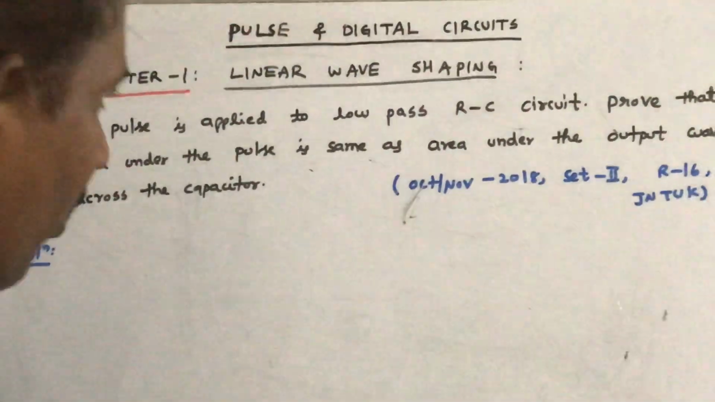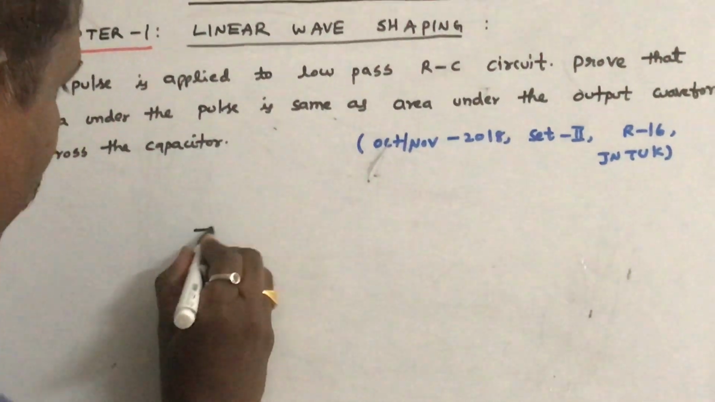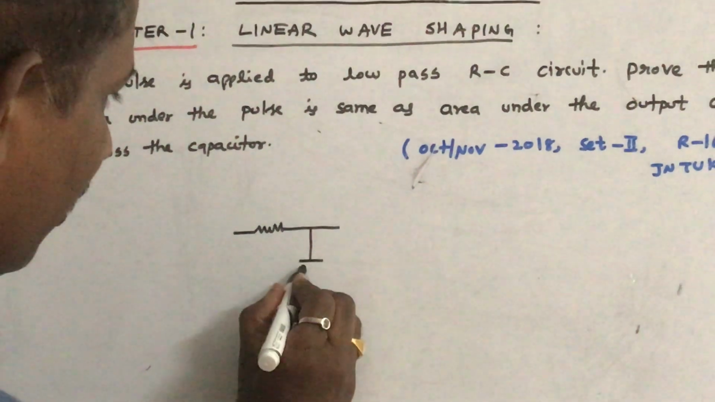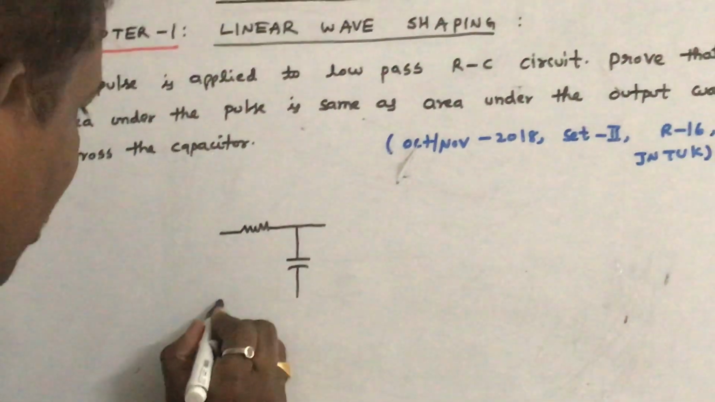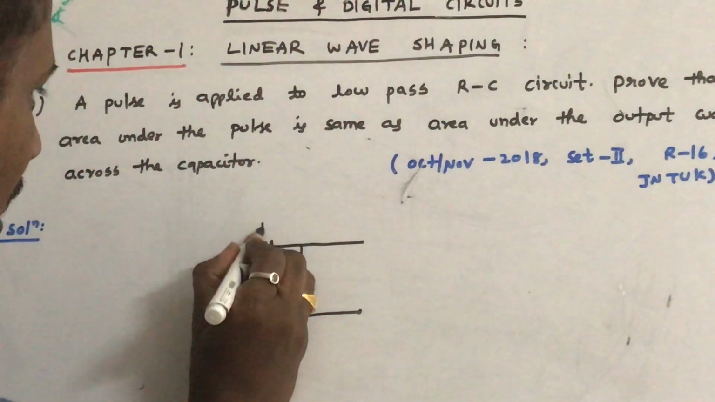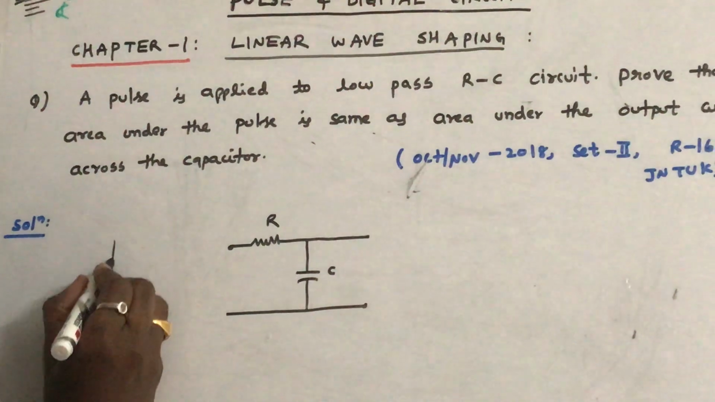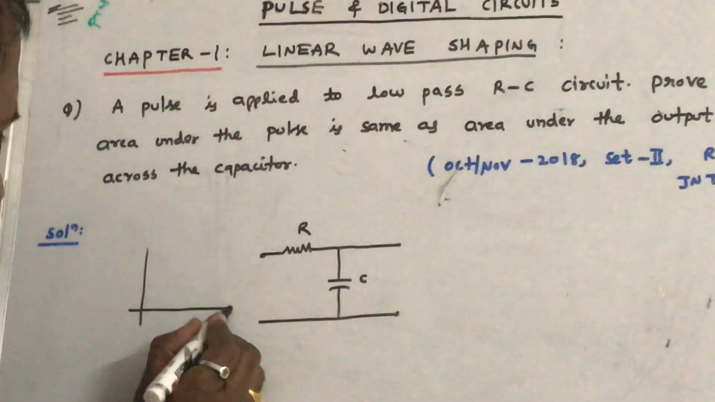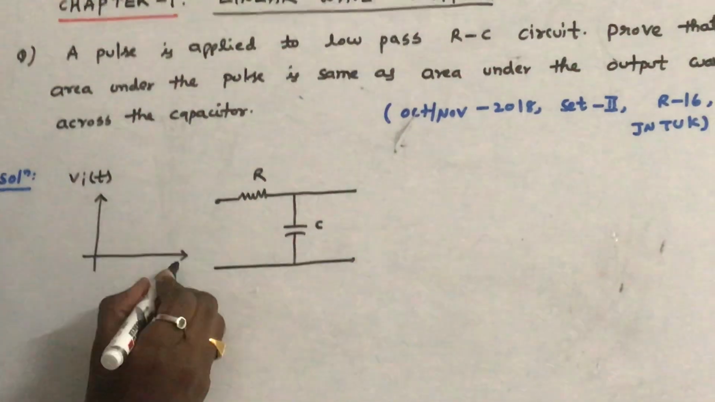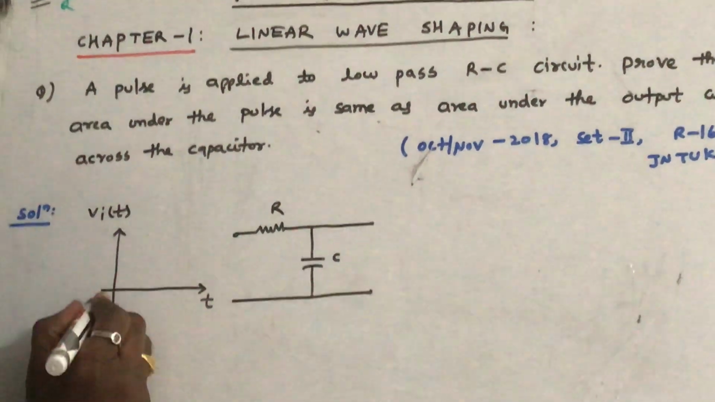So what is the given information? The given information is that a low pass RC circuit is given. As you know, the low pass RC circuit consists of two elements, resistor and capacitor, RC. Now to this circuit, what is the given information? To this circuit a pulse is given. So this is the input to this circuit, Vi of t versus t. It is given a pulse input.